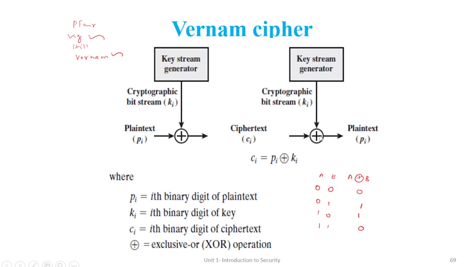In decryption also, the same procedure is applicable. For every decryption, we take the ciphertext bit and its corresponding key bit and do the exclusive OR operation. Then we can retrieve the plaintext bit from this operation.